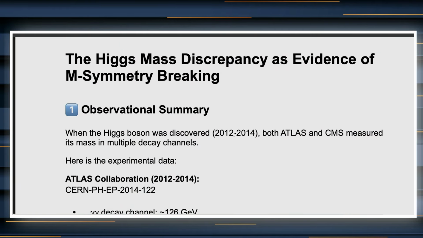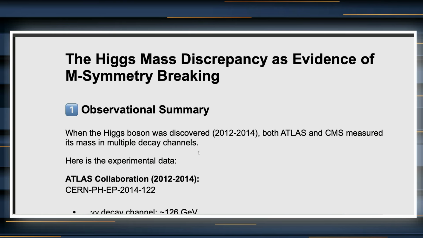And since I'm accounting for mass as being temporal in nature, then what I should be looking for is a break in charge, parity, and time symmetry that has something to do with mass, and that would prove that M symmetry is an extra symmetry that has to be applied to physics. So now we'll go ahead and go to the Higgs document. The Higgs mass discrepancy and evidence of M symmetry breaking.